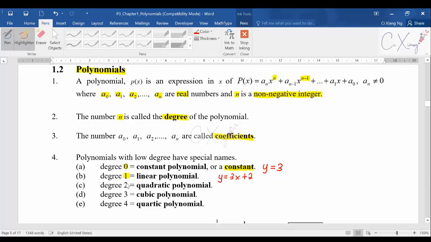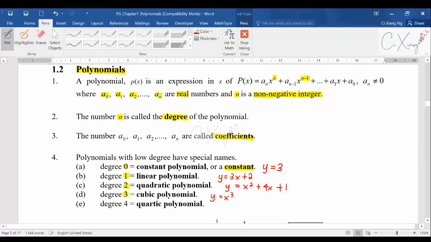When you have degree 2, we call it a quadratic polynomial, which we learned before, where the highest power is x squared, for example x squared plus 4x plus 1. So we call this a quadratic equation or quadratic polynomial. Then power 3 is cubic. Let's say I have x power 3 plus 1. We call this the cubic equation. And of course, the highest degree in our syllabus is x power 4. Let's say I have x power 4 plus x squared plus 2. We call it a quartic polynomial. So all these are quite basic, and you need to know these basic terms.